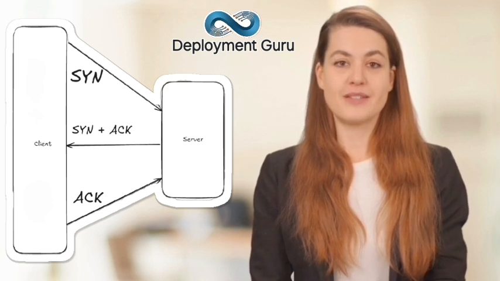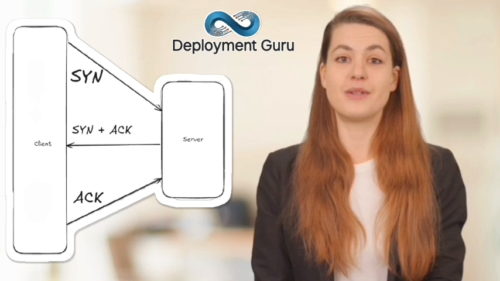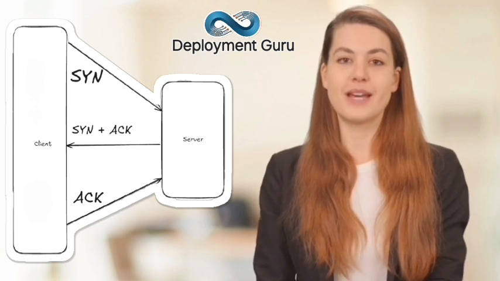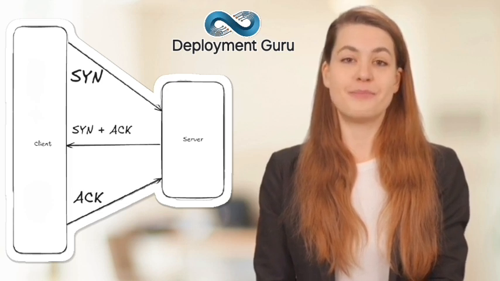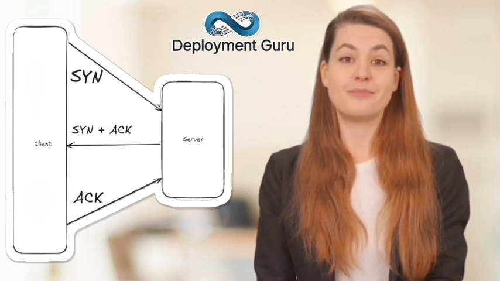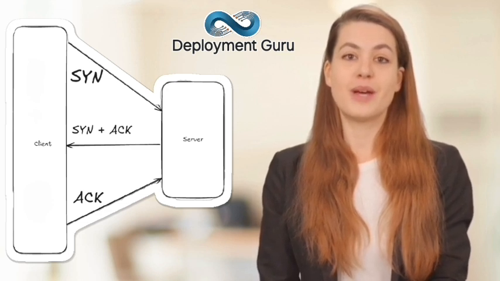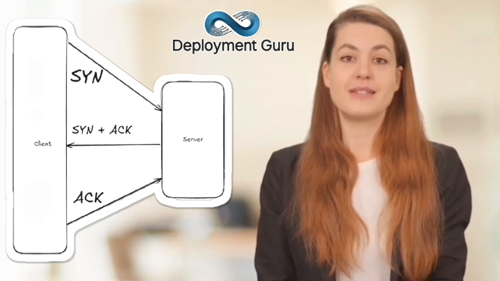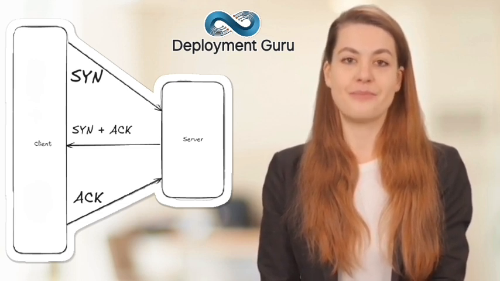Step 1: synchronize. First, the client sends a synchronized packet to the server. This is like the client saying, "Hey, I want to start a conversation. Are you ready?" The synchronized packet contains an initial sequence number, which the client will use to keep track of the data it sends.